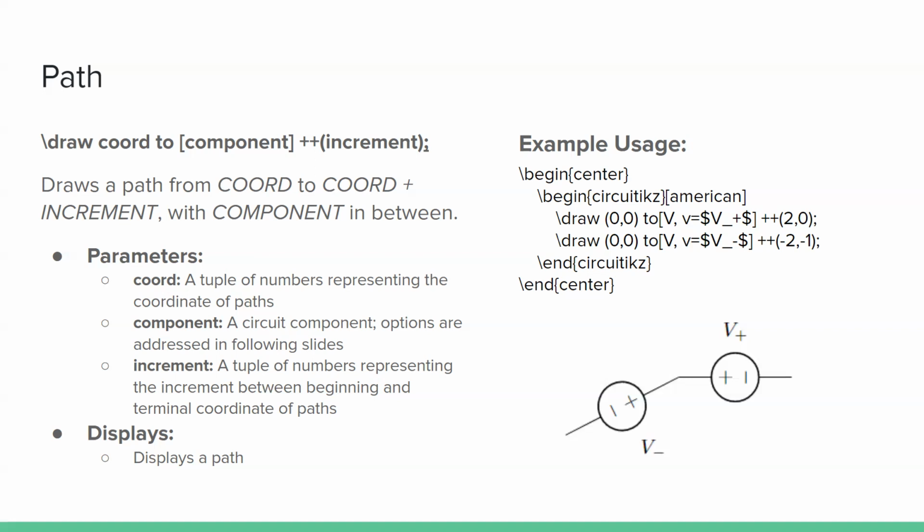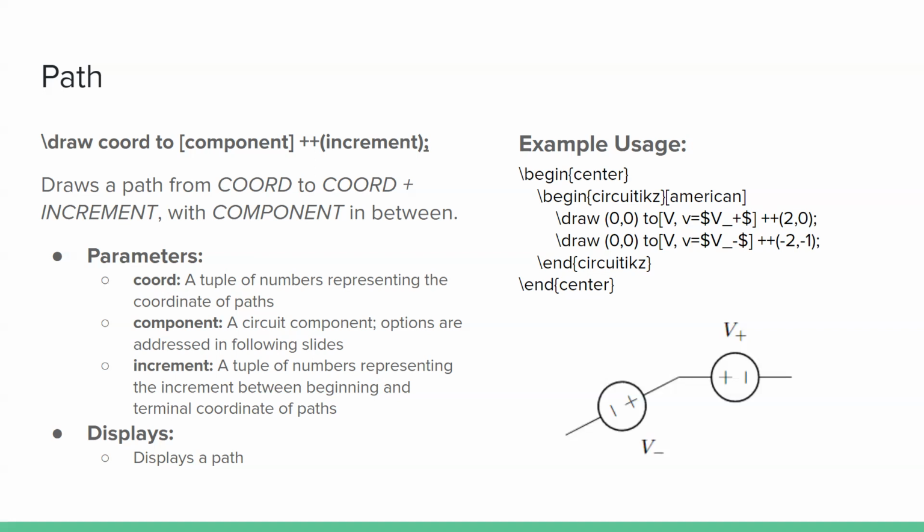So let's look at the documentation. Backslash draw core to. Once again, we have this component as defined before, but instead of having a core 2, we have plus increment, which means we're able to add an increment to the previous coordinate and make it the second coordinate of the path. So let's directly look at the right example usage.